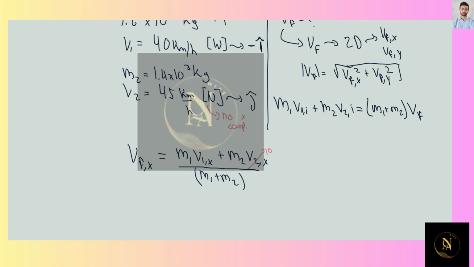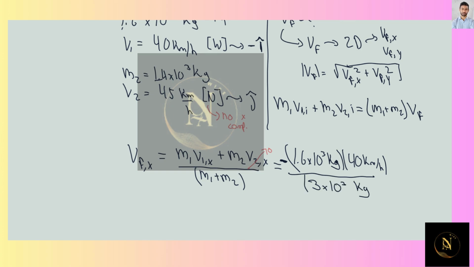So this equation becomes that the final velocity on x is going to be equal to mass 1, which was 1.6 times 10 to the 3 kilograms, multiplied by the velocity of that car, that is 40 kilometers per hour. In this case, we can put the minus sign over here because we know that the velocity is on the negative x-axis, divided by the sum of the masses. The sum is going to be 1.6 plus 1.4, which gives us 3 times 10 to the 3 kilograms as the sum of both of them.